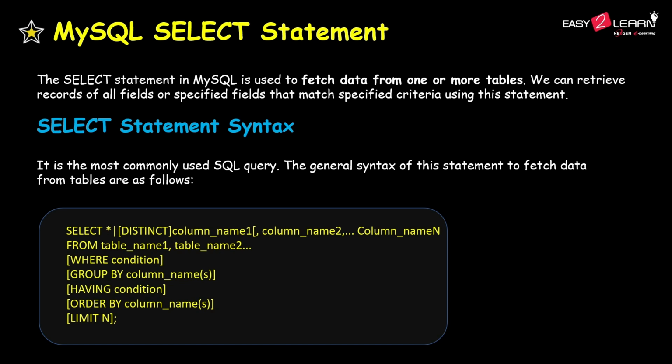The group by column groups the rows that have the same values in specified columns. Next we have having condition, which filters the grouped results based on aggregate functions. Next we have order by column, either ascending or descending, which sorts the result in ascending or descending order. Next is limit followed by a number, which restricts the number of rows returned.